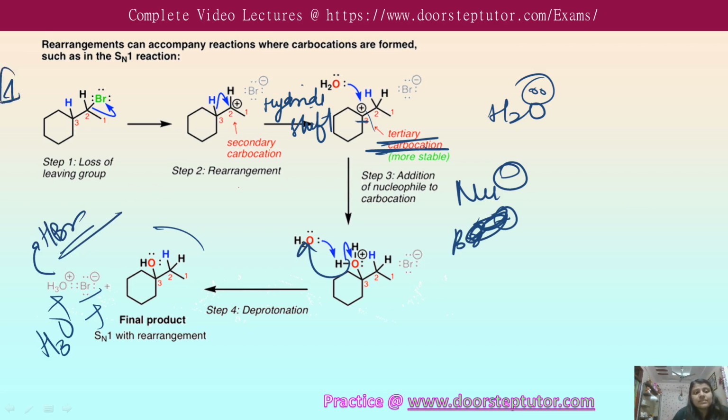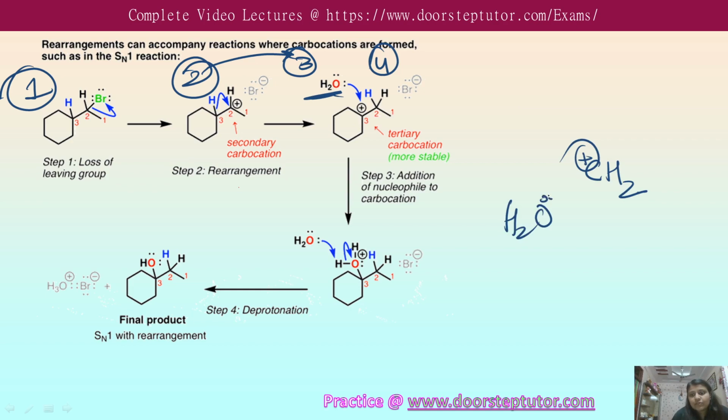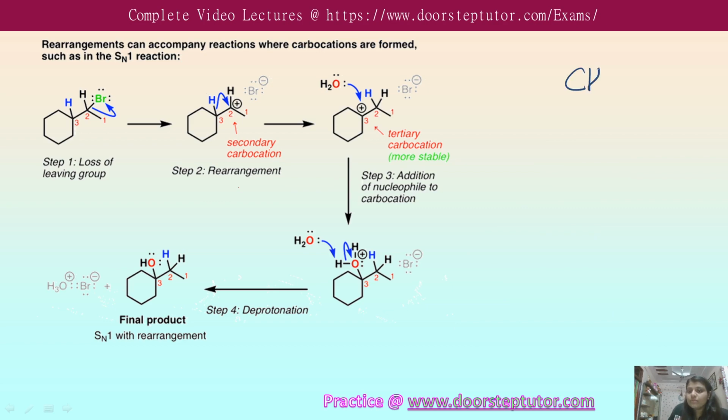The first step is the removal of the leaving group and formation of a secondary carbocation, followed by the hydride shift. After that there is the attack of the nucleophile, that is water. Suppose I have this CH2 plus and I have written H2O here. So H2O attacks on this side. What happens when the H2O attacks on this side? We can write it as CH2 and OH, like this, and we have to add a plus sign. So we have a plus charge here.